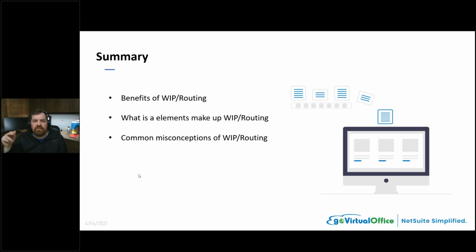Next bullet point then, we went through the elements that make up WIP and routing. So we went through the accounting list, we went through the item, we went through all the different tasks. And then lastly, just doubling back on the common misconceptions. So biggest thing to make sure that if you're not using this right now, give yourself enough time to do so. If you're currently using demand planning and you want to have the benefits of WIP and routing impact that, again, make sure you give yourself enough time.